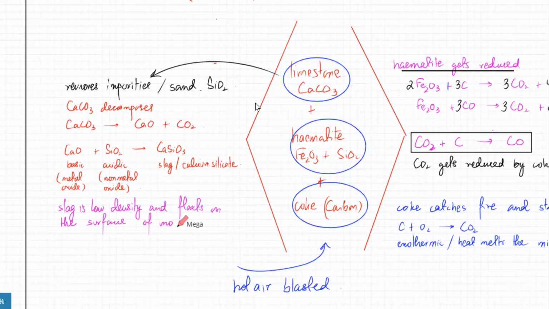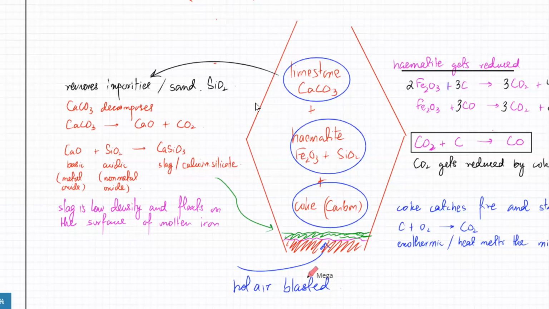And it floats on the surface of molten iron. So remember, in the previous reactions, you did get iron. Right at the bottom, you're going to get this molten red hot iron in liquid state, and the top surface is going to be slag. So you're going to see molten iron, and slag is going to be this top layer over here.